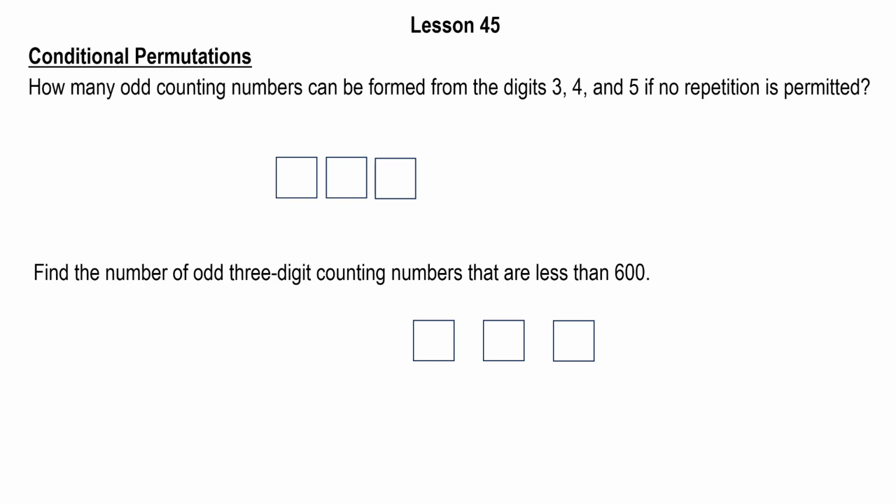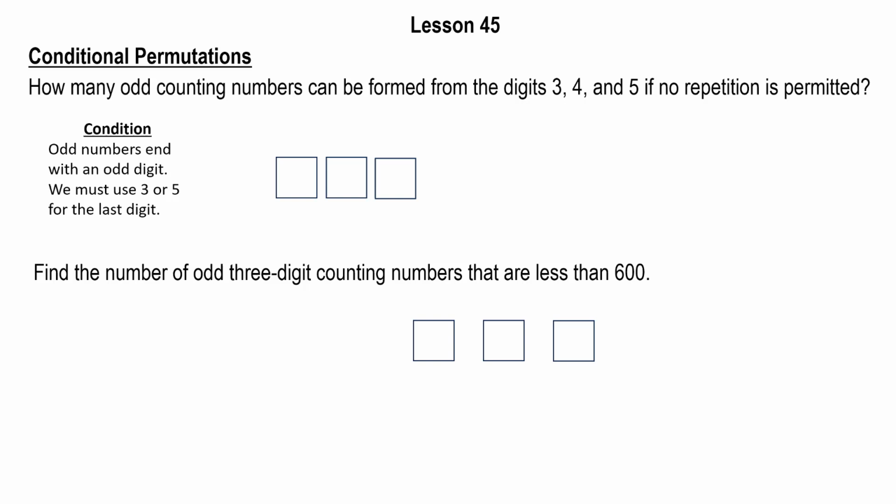So this problem says how many odd counting numbers can be formed from the digits 3, 4, and 5 if no repetition is permitted. So the first condition on this problem is that we're talking about odd numbers. We only want odd numbers. Odd numbers end with an odd digit. We can only choose from 3, 4, and 5, so there are only 2 possibilities for the final digit.